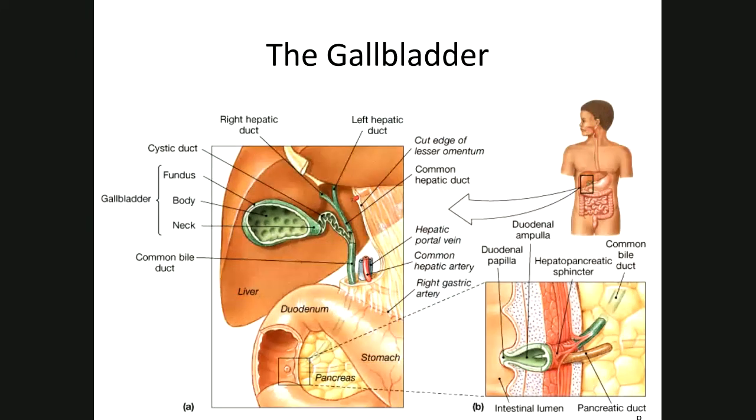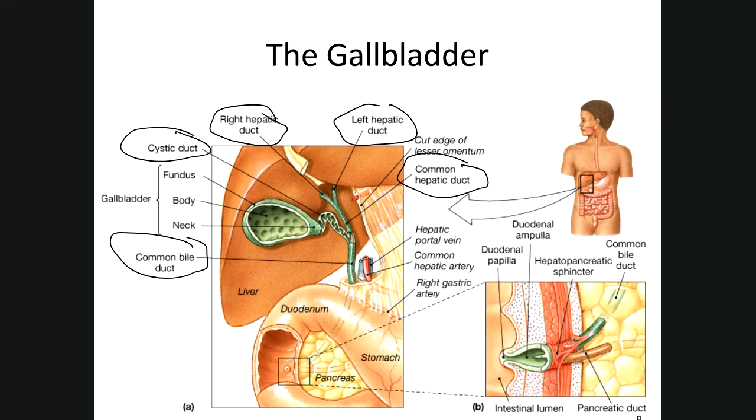Here's another picture showing these ducts. So there's the right hepatic. There's the left hepatic. There's the common hepatic. There's the cystic. And then there's the common bile duct. And what's going to happen is that bile is going to go into the small intestine, just like we saw before.